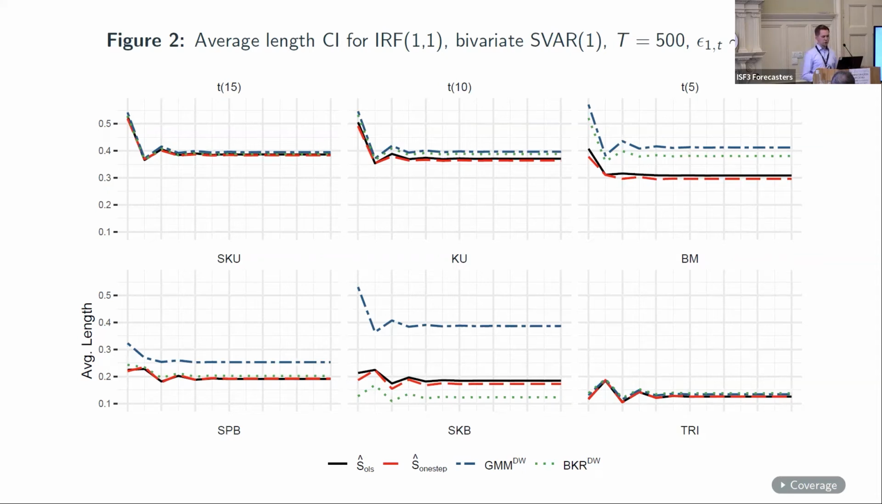And you can see that overall, the average length of our confidence intervals is very similar, and sometimes we even get much shorter confidence intervals. And this is all while being computationally more convenient, because approaches like the Drautzburg and Wright approach essentially involve doing a bootstrap for every point in this grid over which you have to invert the test statistic.